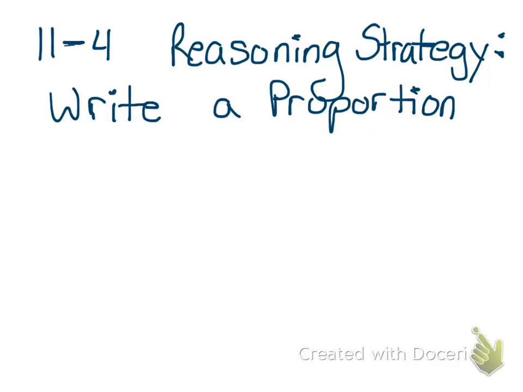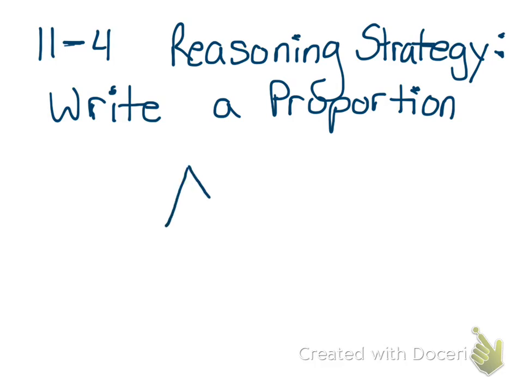Welcome to lesson 11-4, entitled Reasoning Strategy, Write a Proportion. So this reasoning strategy is going to be writing a proportion from similar triangles to solve for unknown distances. This is something you've seen our geometry class doing when we go outside and they were solving for heights of buildings, the heights of flagpoles with indirect measurements. Without actually measuring the thing, they were able to figure out the height based on similar triangles.